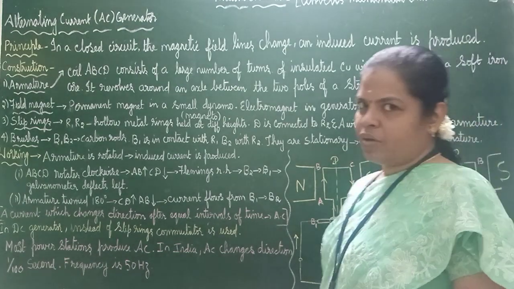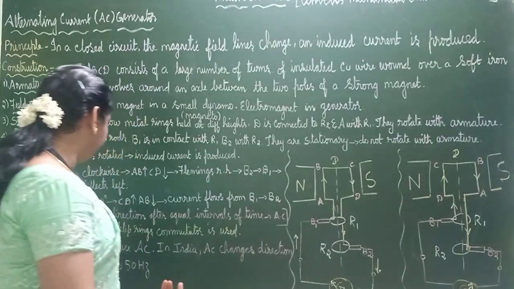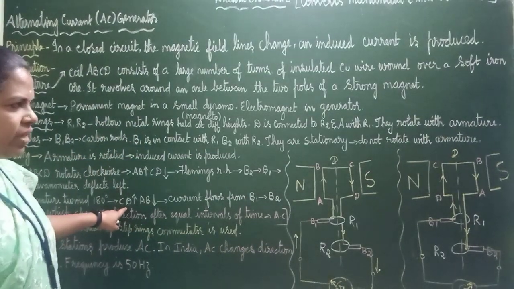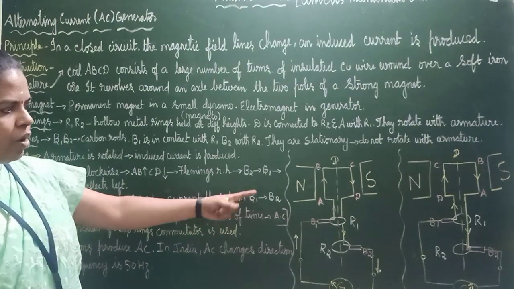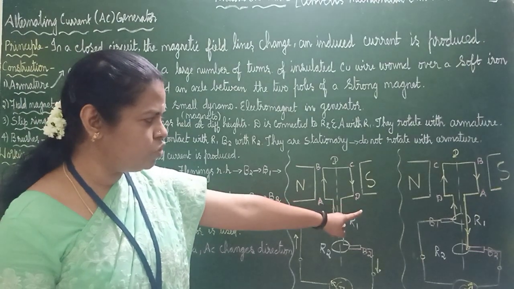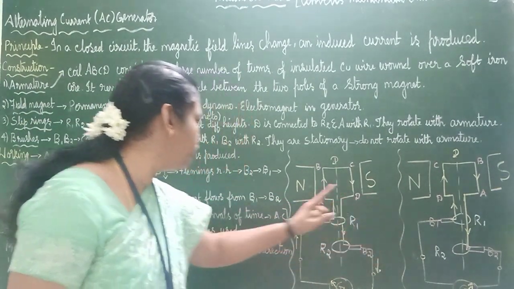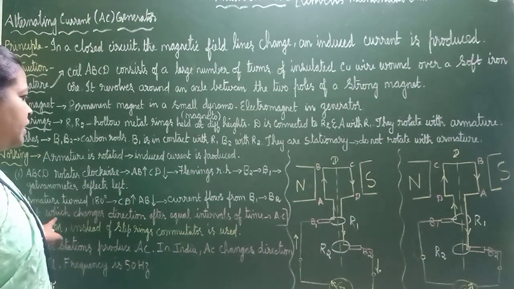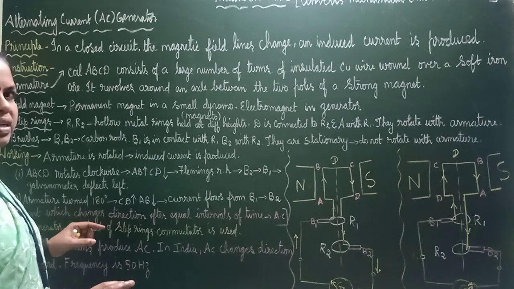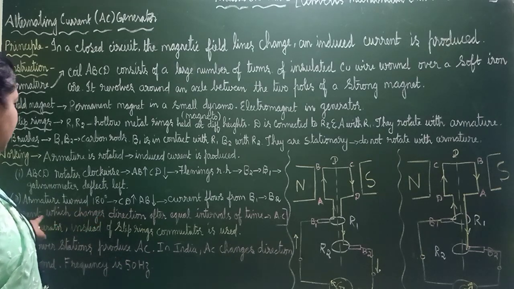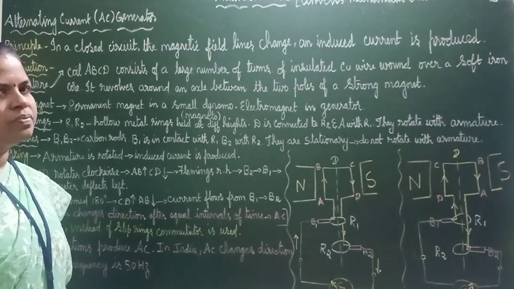The same way, when the armature is turning 180 degrees, what happens? The opposite will happen. CD will come up and AB will come down and the current will flow in the opposite direction, from B1 to B2. Here it is B2 to B1 and there it will be B1 to B2. That type of current is alternating, no? So it is called AC current. A current which changes its direction with equal intervals of time is called what?